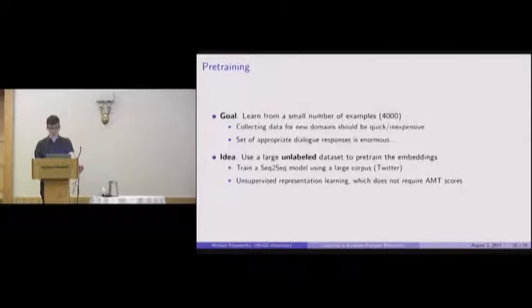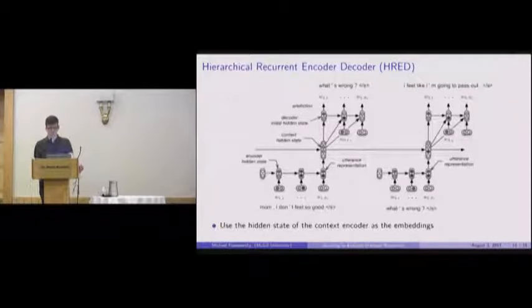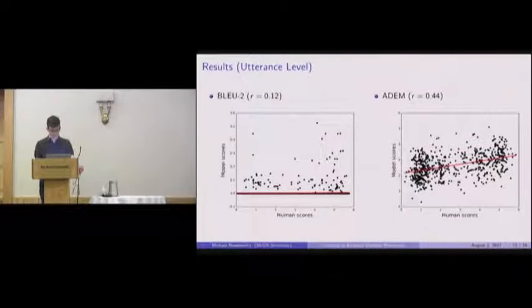So we'll use a large unlabeled data set to do this, and specifically we'll use a sequence-to-sequence model, and the one we use is the hierarchical recurrent encoder-decoder. Its input sequence is the context, and the output sequence is the response. The lower level encoder encodes the turn, and the upper level encoder encodes the history of the dialogue so far. And we use the embeddings from the upper level encoder as the embeddings for the ADEM model.